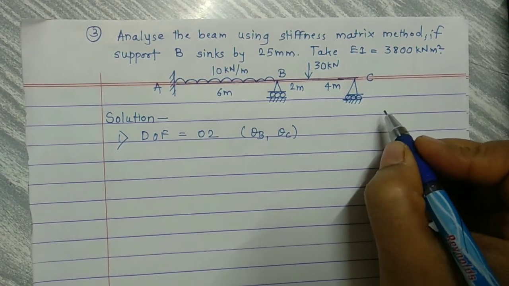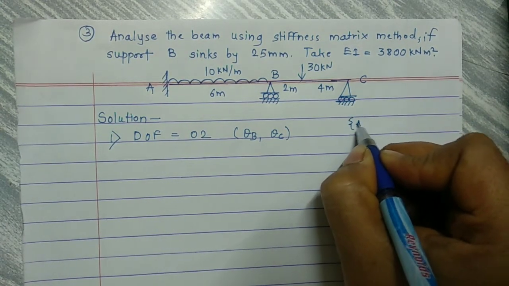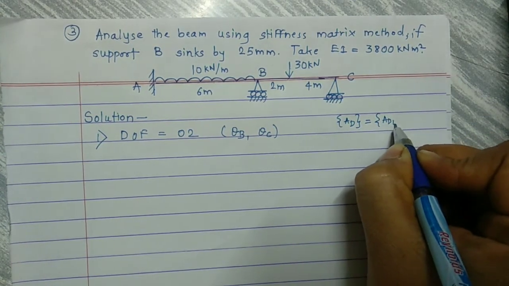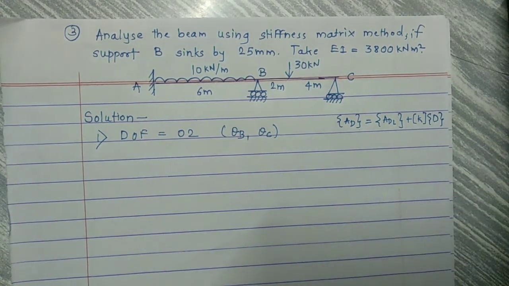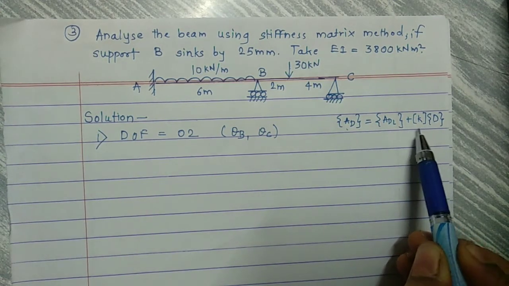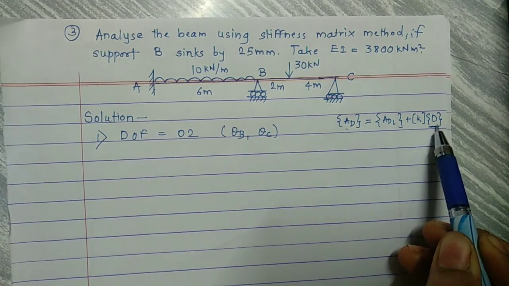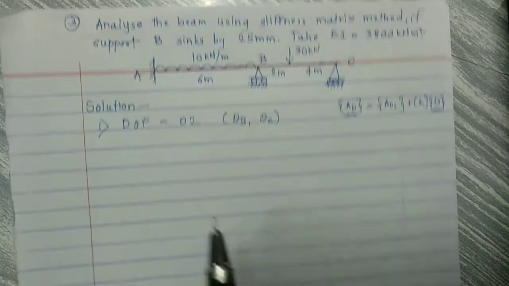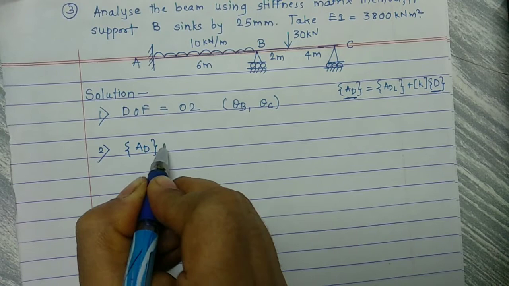according to the equation, we will go like in the previous problem we have done. Write down the compatibility equation: AD equals ADL matrix plus K into D matrix. So one by one we will calculate all these matrices, then we'll put all the matrices in this equation and solve for the unknown displacements D, that is theta B and theta C. So let us first find this matrix AD. Write down step number 2, calculation of AD matrix.